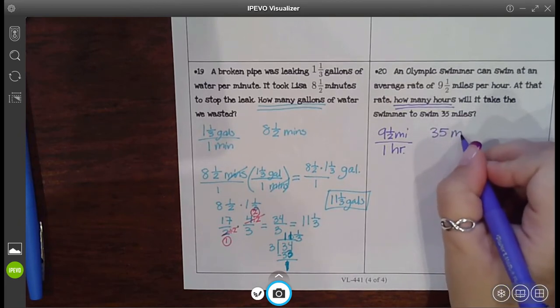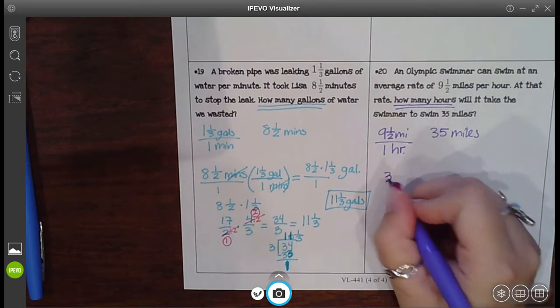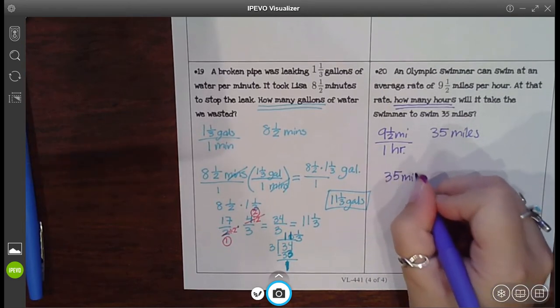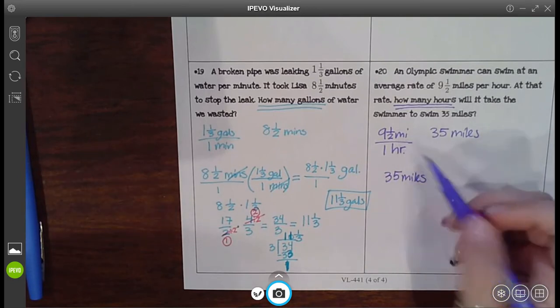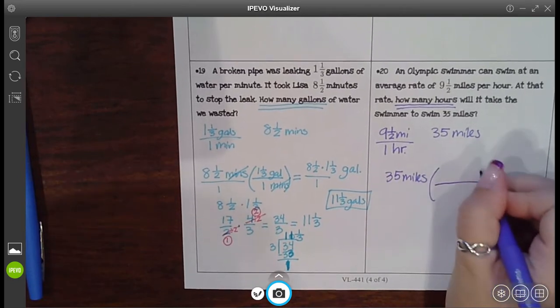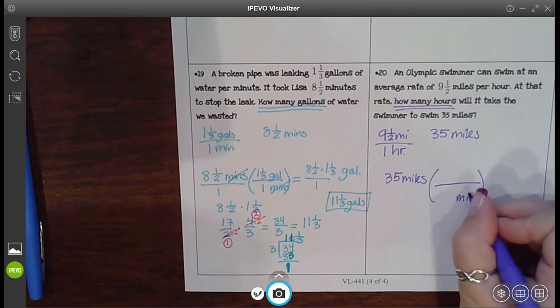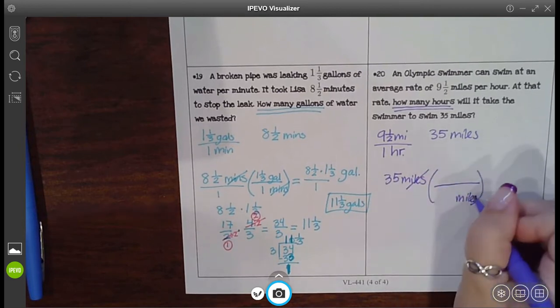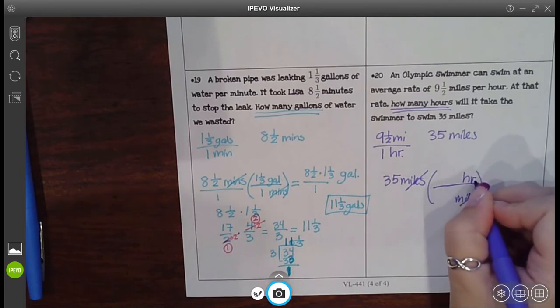Which one should we start with? If you said 35, that's right, because that's the one that has a singular unit with it. It only has the unit of miles with it. This one has 2 units with it. What should I put down here? Miles or hours? If you said miles, you're right, because we want miles to cross cancel, and it was miles per hour. So my other unit was hours.